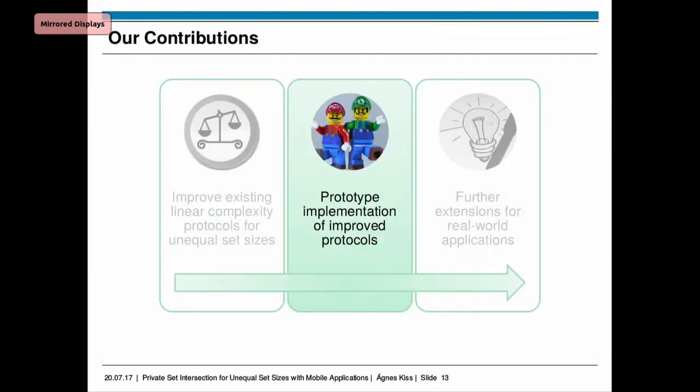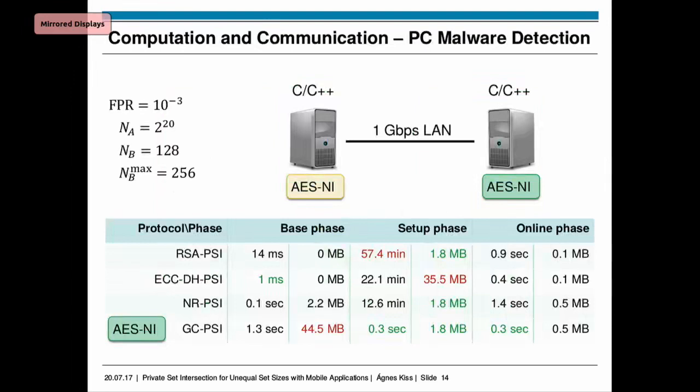Okay, so we also implemented all these protocols to see which perform better in which scenarios, as a prototype implementation, both in a mobile setting and if we have two PCs that want to perform this. So let's first look at the scenario where we have two PCs. We implemented these protocols in C and C++. We were lucky because we could use the hardware accelerated version of AES for the last protocol, both for encrypting the database and for the garbled circuit evaluation there. Whoever knows what that means.